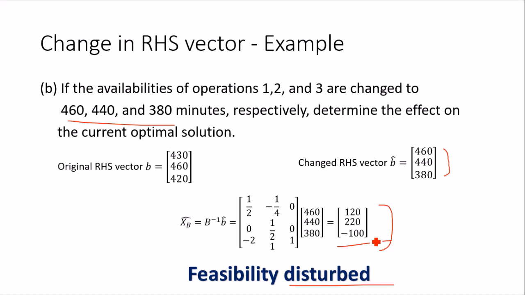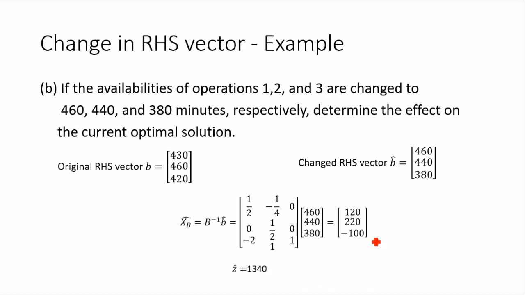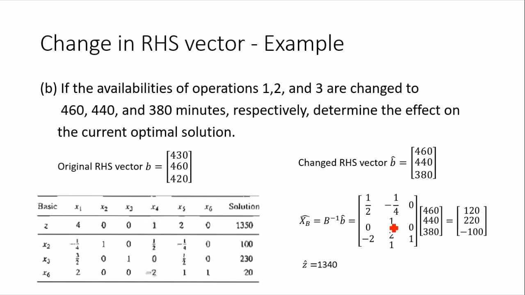So what to do in this case? The first thing you have to do is, obviously, compute Z. Z is 1340. Exactly in the same way I computed in part A, you can compute this new value of Z. But this is not my required or desirable solution because it is not satisfying the feasibility criteria. So I have to restore the feasibility. And how to do that?